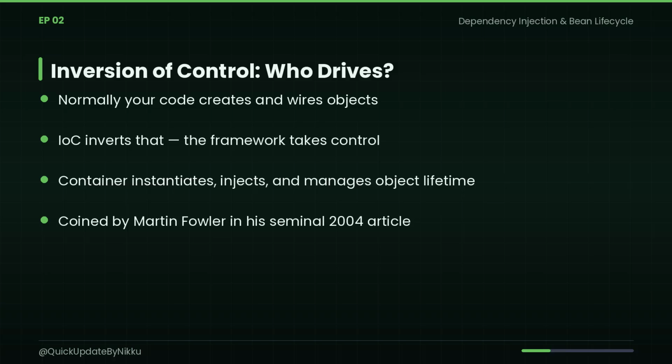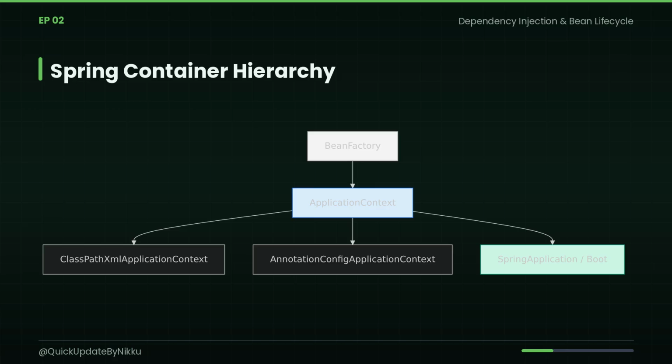In a traditional object model, your code is the driver. It calls new, wires references, and owns the lifetime of every collaborator. Inversion of control flips that model. You declare what you need, and the container decides how and when to satisfy those needs. Martin Fowler gave this specific pattern its name in a 2004 article that remains essential reading: the thinking has not aged. Spring exposes the container through 2 key interfaces.